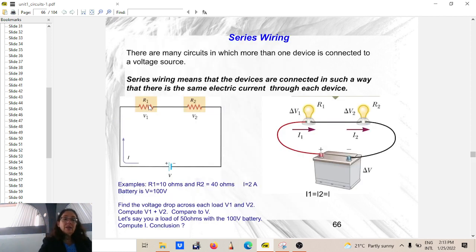Okay, so let's try to do this one. I have a 10 ohm and a 40 ohm resistor, and a power supply of 100 volts. You don't know the current, and let's say the question is to find the current. I will show you how we do that step by step.